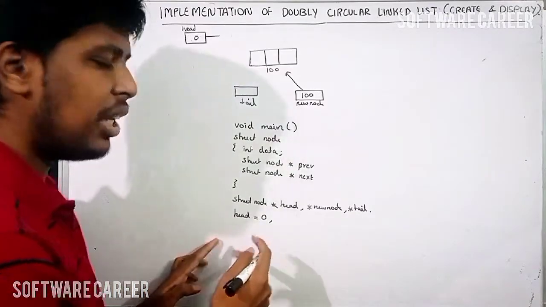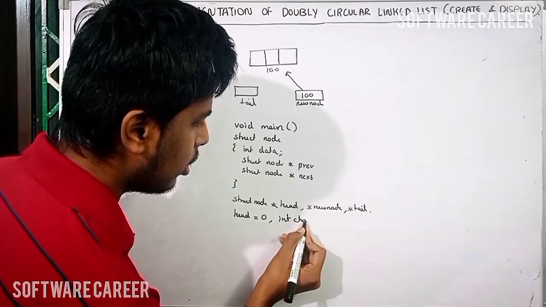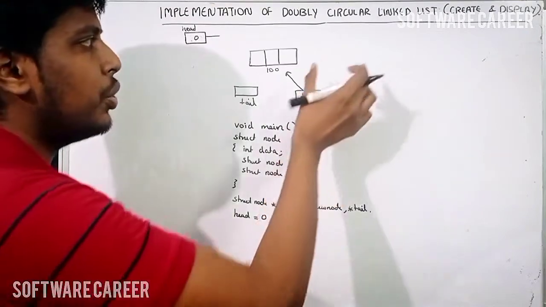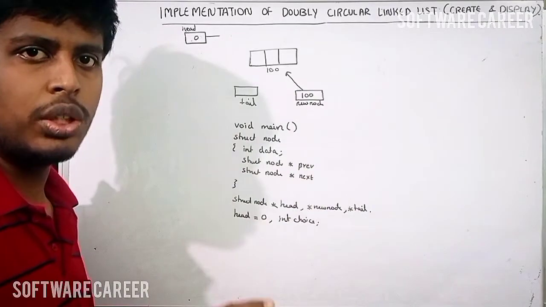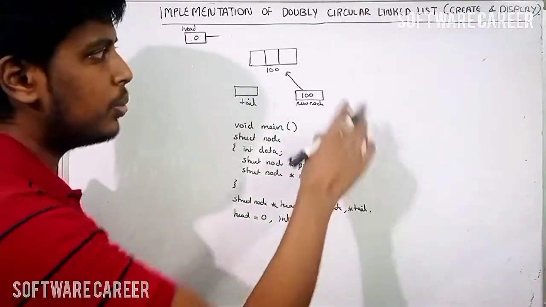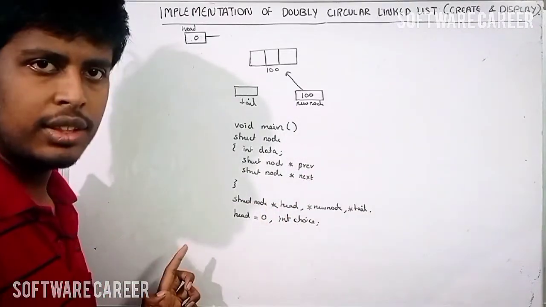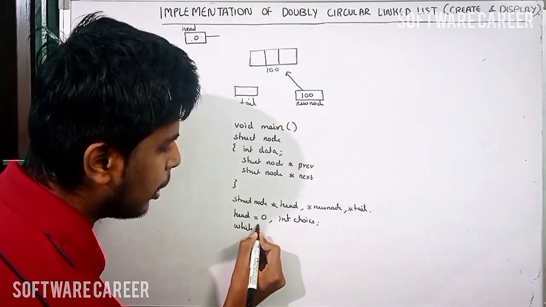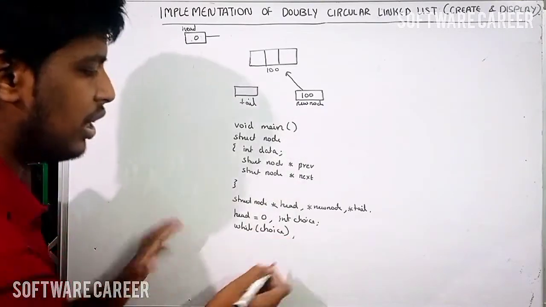Now see, now I am taking another variable called choice, int choice. This choice is used for asking the user whether he wants to create a node or not. The two options are yes or no. If the user says yes, it creates a node. If he says no, it does not create a node. So that yes or no is a choice. That's why I am creating this variable. Now while choice. I will explain later why I have written this while condition.